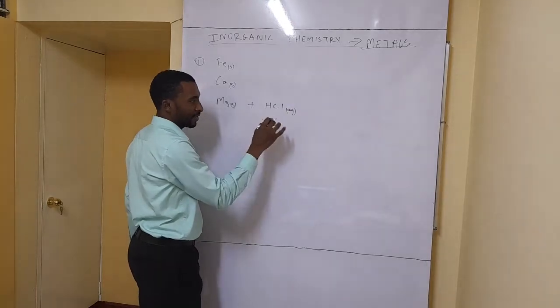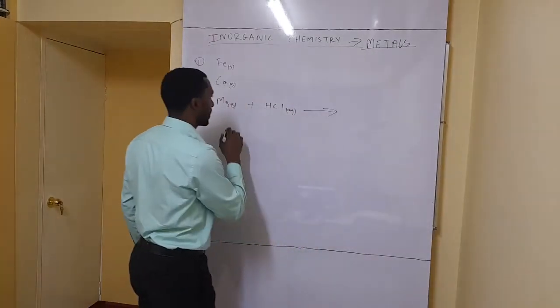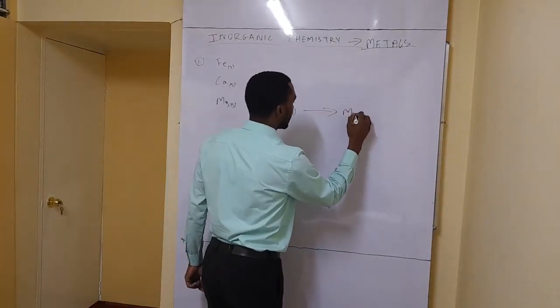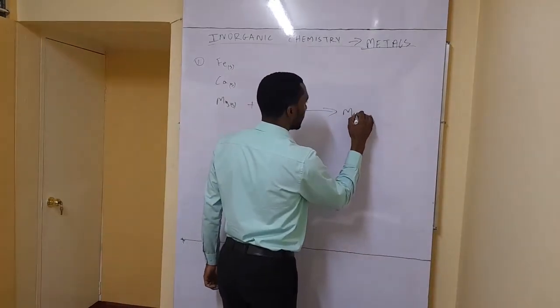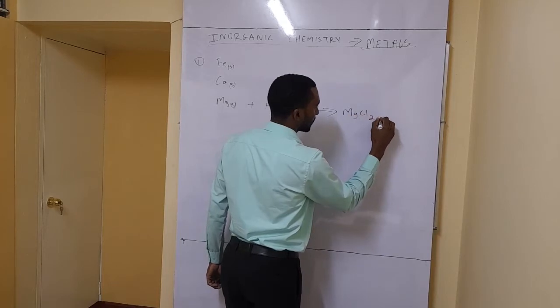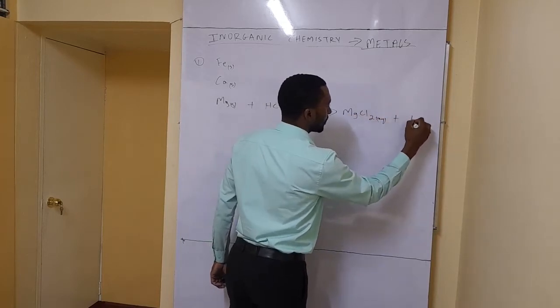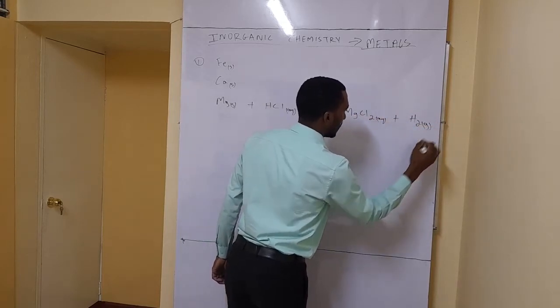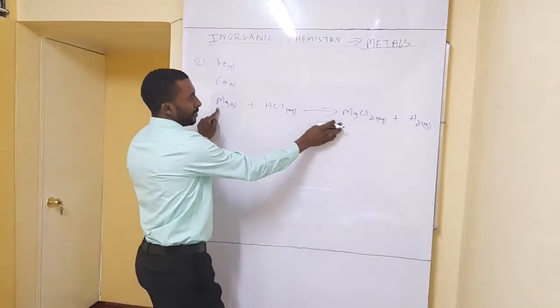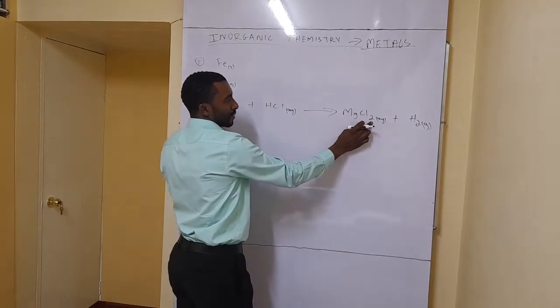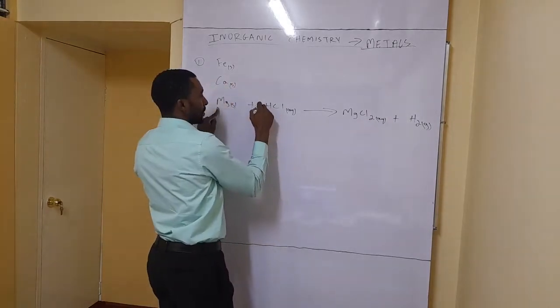Remember, when you're doing the exam, you have to put the physical state, right? In the form of magnesium chloride, the salt, plus hydrogen gas. So one magnesium, two chloride, two hydrogen, so we'll just put a 2 here.